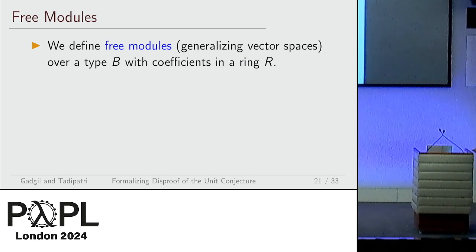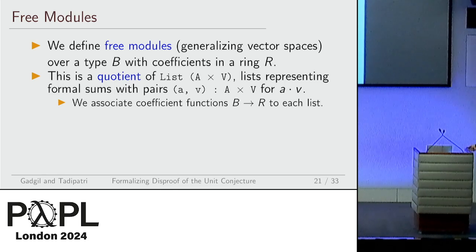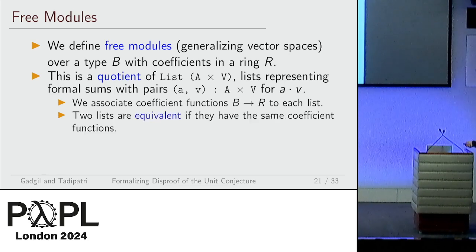Okay, so free modules, they generalize vector spaces. We define free modules over a type. So all we do is we look at lists of A cross V and take a quotient of this type. Okay, so the way we take the quotient is we can look at coefficients, and the lists are equivalent if they give the same coefficient.